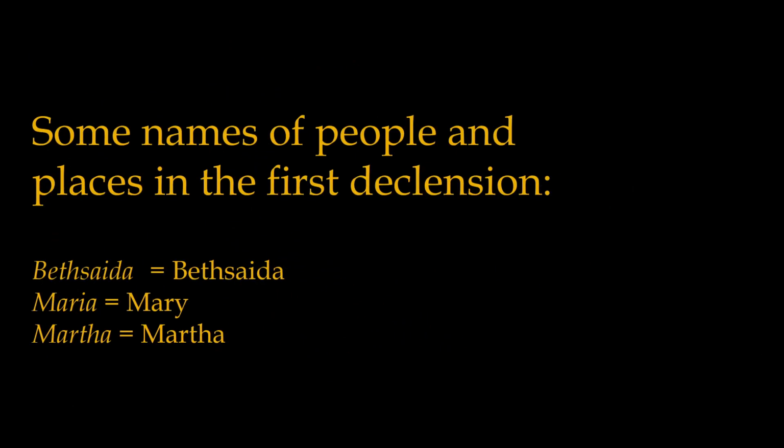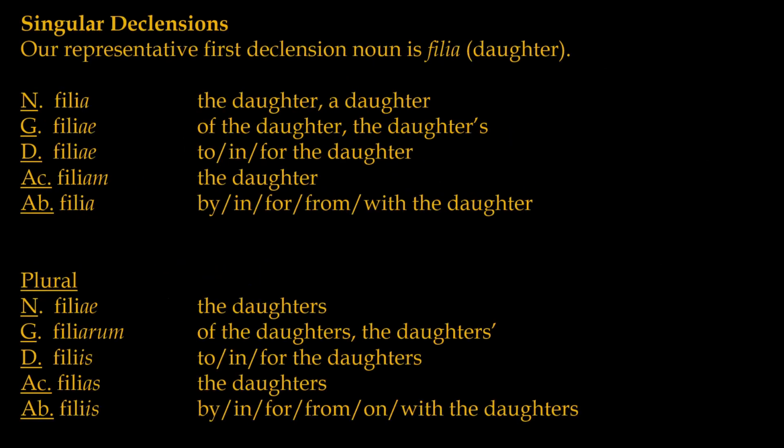And then we remember that there are some place names and some proper names that decline along with the first declension. They follow the declensions of the first declension. So we looked at the singular declensions and we saw filia, nominative case, filiae, genitive, filiae, dative, filiam, accusative, filia, ablative, right? And now we look at the plural. And so the nominative, filiae.